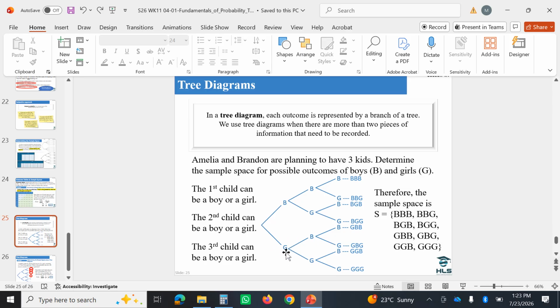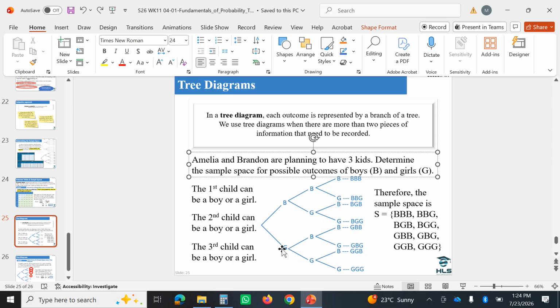Now what about the second? Well, again, there are only 2 possibilities, boy or girl. And what about the third? You can see here what's happening. The second child can be a boy or a girl. The third child can also be a boy or a girl. So if the first child is a boy, second boy, third boy, that means BBB, boy, boy, boy. Same with girl, girl, girl.